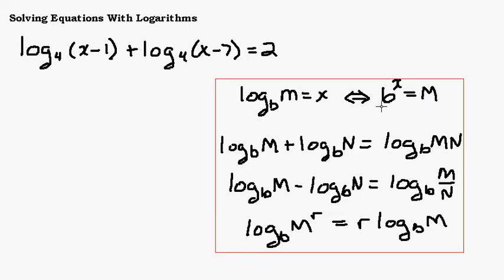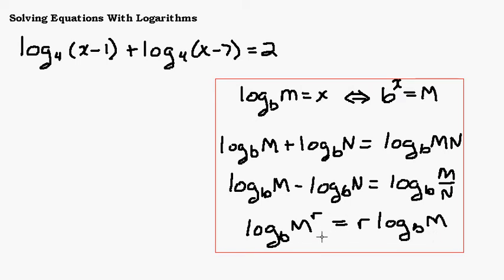This first line, log base b of m equals x, can be translated into b to the x equals m. This is how you change back and forth from log form to exponential form. The next rule is, what do I do if I have two logs added together? How can I combine those into a single log? The next rule tells us what we can do if we have a log minus another log and how we can combine those together into a single log. And the last rule has an exponent up here of r, and it says I could take this r and bring it down in front and write it like r times log base b of m.